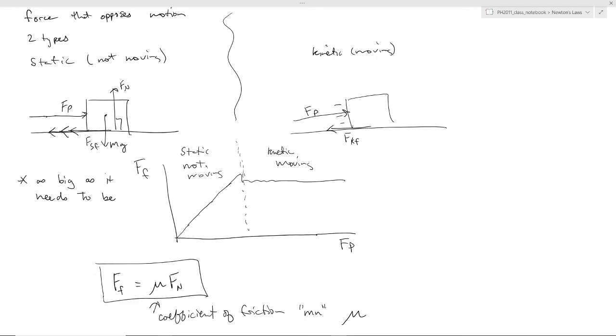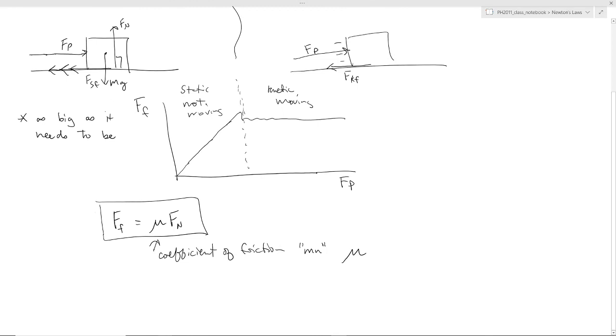So a couple more things about this mu. There are two types. There's a mu s for static friction and a mu k for kinetic. And so you can imagine a material will have a different coefficient of friction depending on if it's stationary or if it's sliding. And as you would expect, mu k is less than mu s.